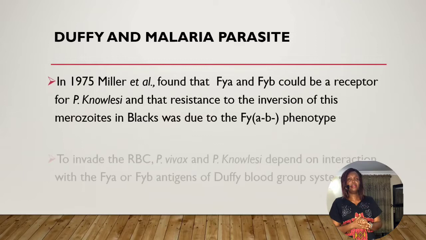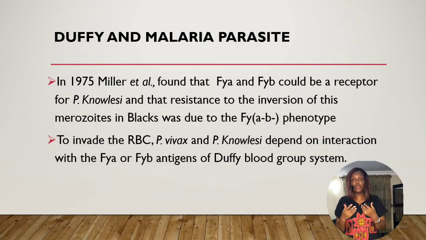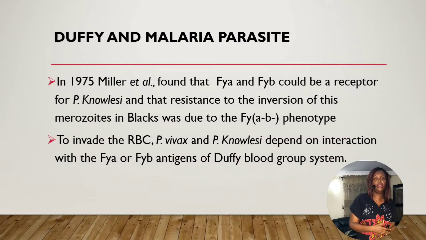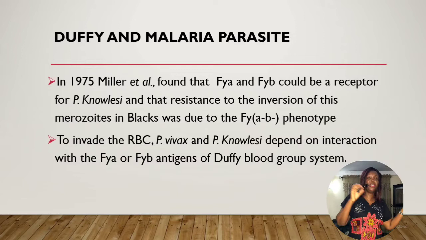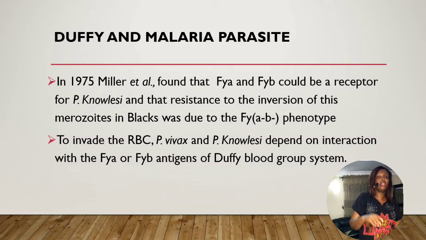Yes. Duffy antigens are needed for the invasion of red blood cells by P. vivax. It is also the same with another malaria parasite called P. knowlesi. In 1975, Miller et al. found that Duffy antigen A and Duffy antigen B could be a receptor for P. knowlesi, and the resistance to the invasion of these red cells was due to Duffy null phenotype. It has been established that to invade red blood cells, P. vivax and P. knowlesi depend on interaction with the Duffy A and Duffy B antigens.